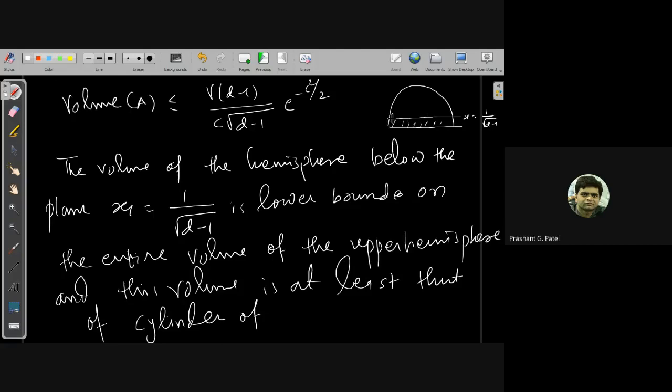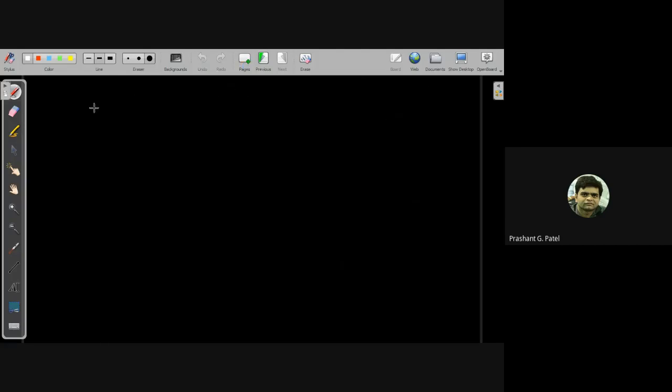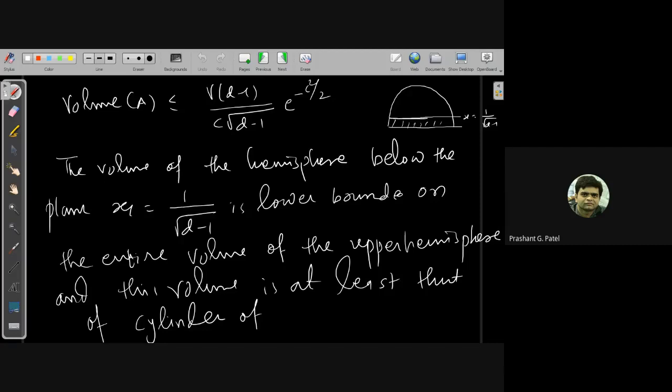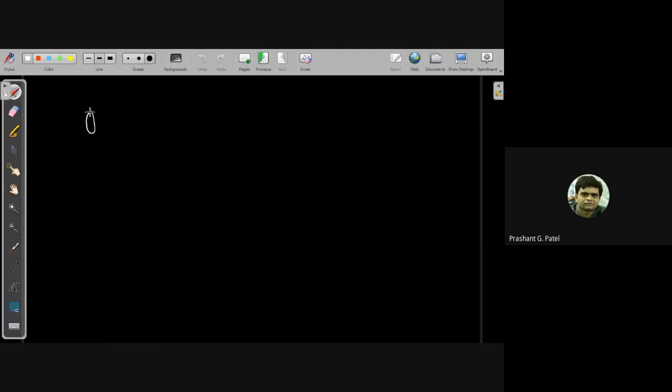So what is this cylinder? This is the cylinder, you can just see that. Let me draw that cylinder. So here, this is the portion I'm drawing, from here to there. So it is kind of a cylinder we have. Now what is the height of this cylinder? And what will be the radius of this cylinder? That will give me the volume of that cylinder.